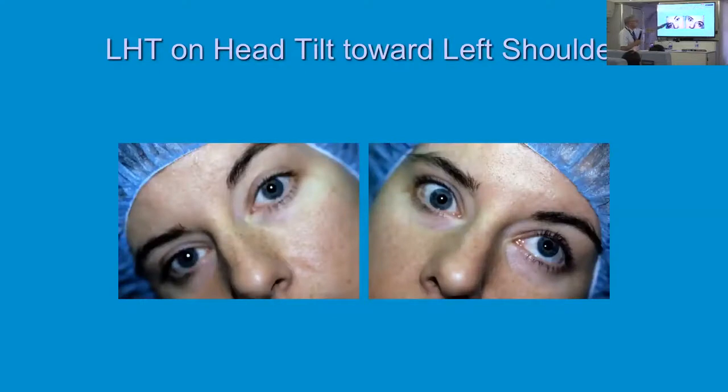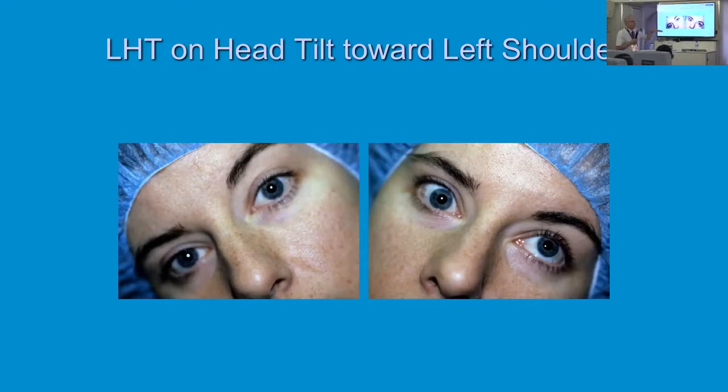And when she tilts her head to the right, the eyes are level, good alignment. And when she tilts her head to the left, the hypertropia is greater. So a left hypertropia, worse in right gaze, and on head tilt to the left is a left superior oblique palsy. So it's L.